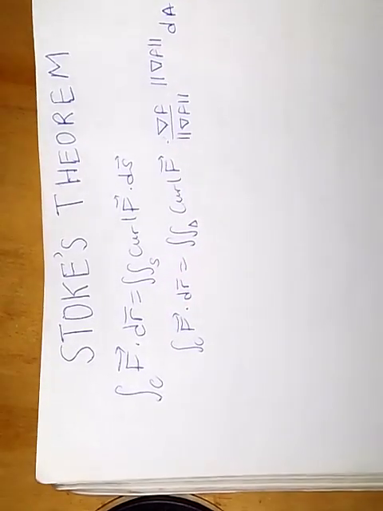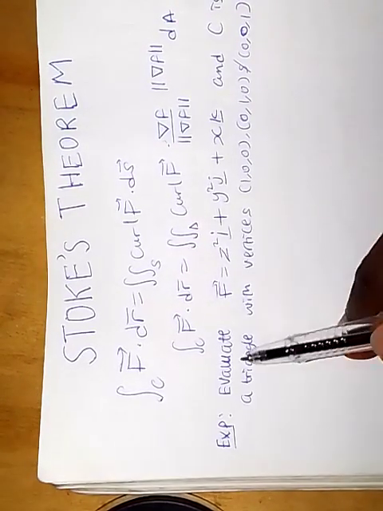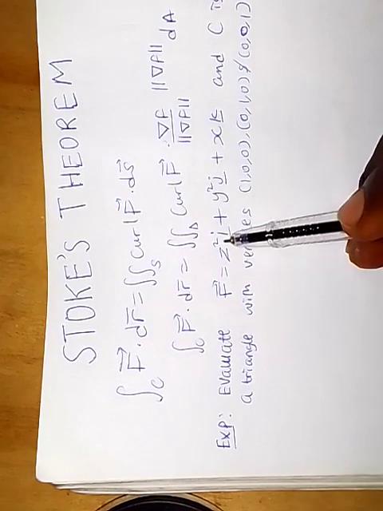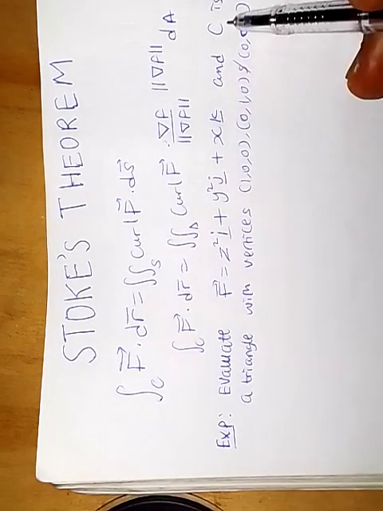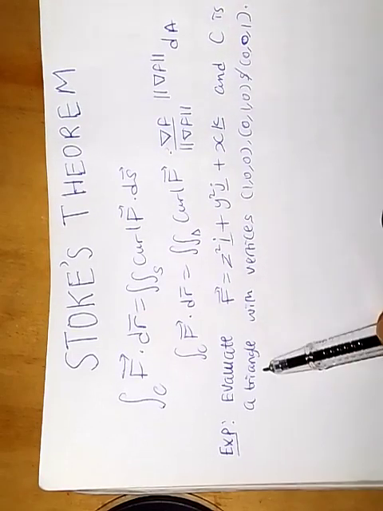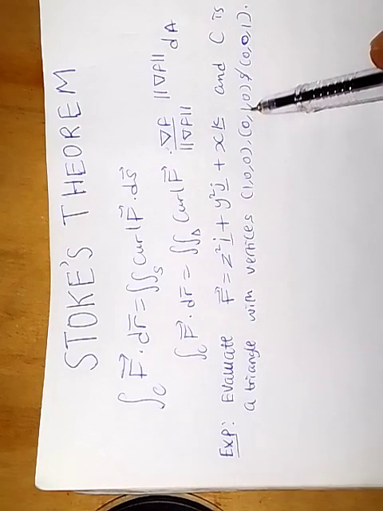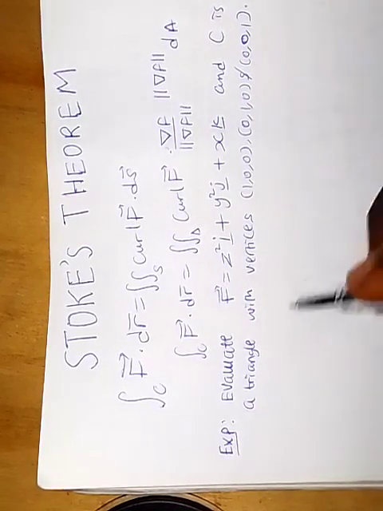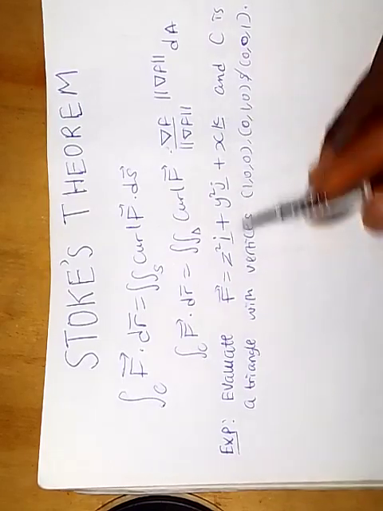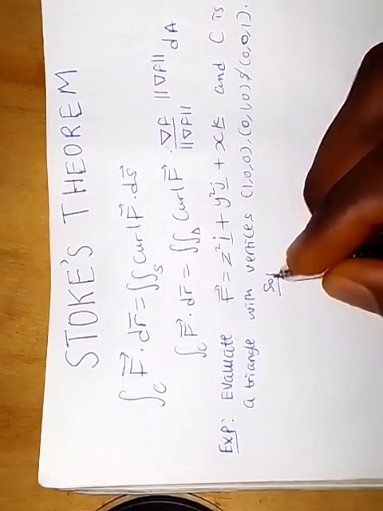Now we take a look at an example. The question says: evaluate the integral of F equals z squared i plus y squared j plus x vector k, and C is a triangle with vertices (1, 0, 0), (0, 1, 0) and (0, 0, 1). So we evaluate this using Stokes' theorem. Solution.